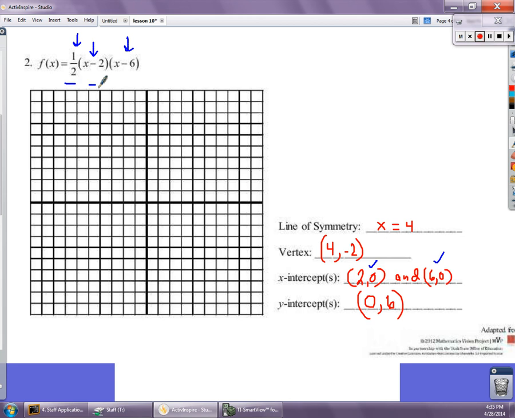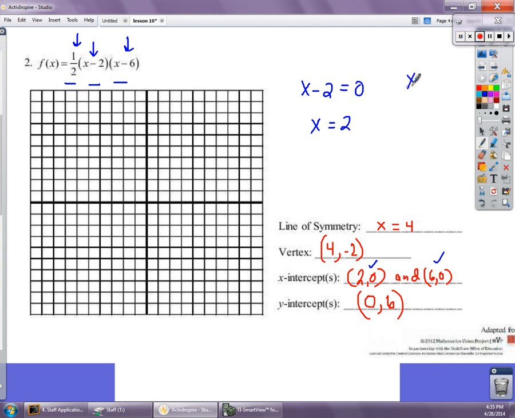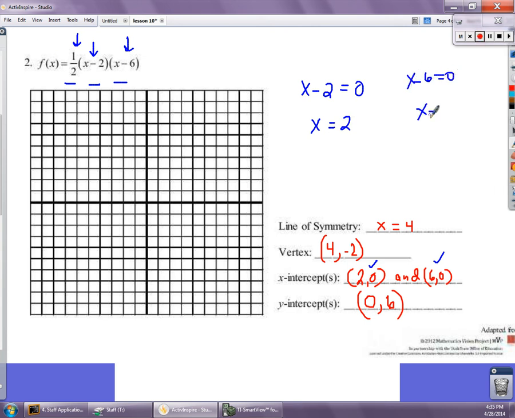If you set each one of the factors equal to 0 when it's already in factored form, you can actually get all the zeros. X equals 2, which is the x-intercept. X minus 6 equals 0. You get x equals, if you solve it, x equals 6. And the other one you don't use because 1/2 equals 0, that doesn't make any sense. So you actually only need the factors with the x in them, so you don't really even count the 1/2. So by having it in factored form, you can actually already know the x-intercepts.